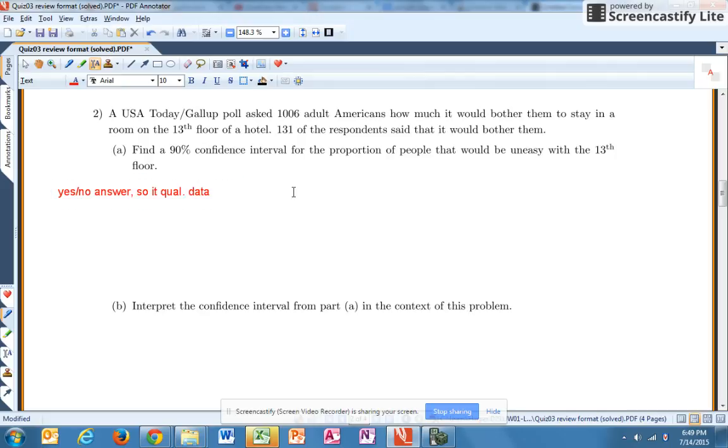So what we're going to do when we analyze this is look for a population proportion. That's really what we're analyzing here, a proportion of people that would be bothered by staying on the 13th floor of a hotel, as opposed to a mean that we would get with numeric data. First let's find a confidence interval for the proportion of people that would be uneasy with the 13th floor.